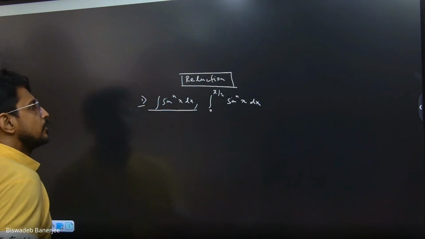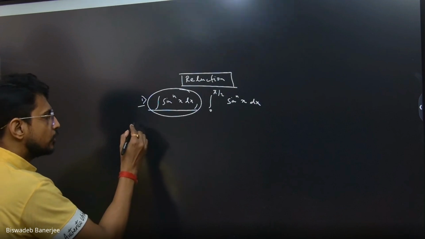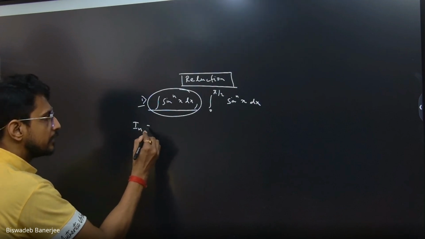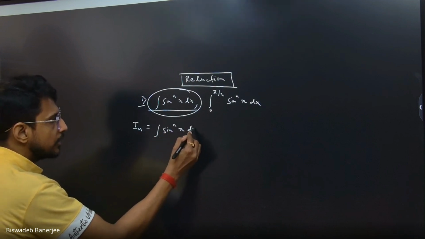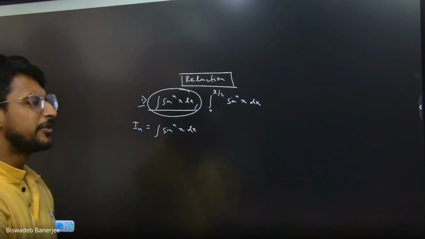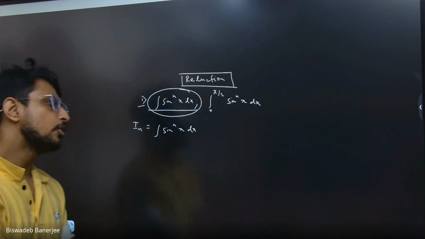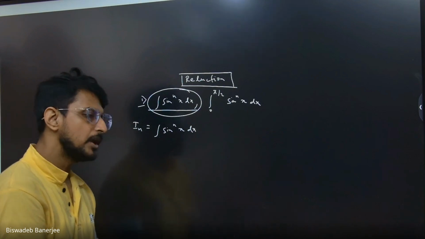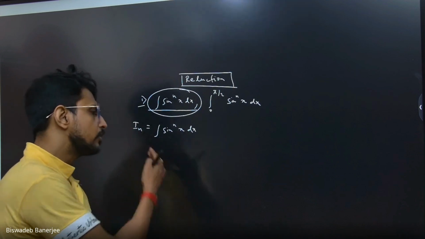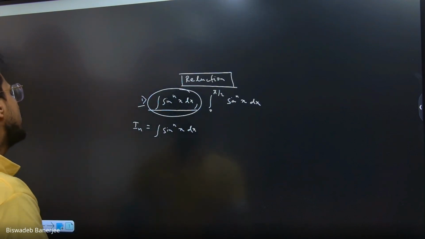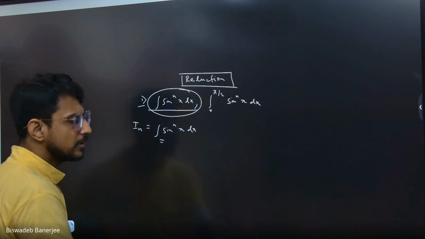Let this integration be denoted by this notation I_n. Let I_n equal integration of sine to the power n x dx. This is a simple notation. Don't get confused with it. It's simply a notation, you can change it according to your convenience, but this is a standard notation. Now, how can you simplify integration of sine to the power n x dx?